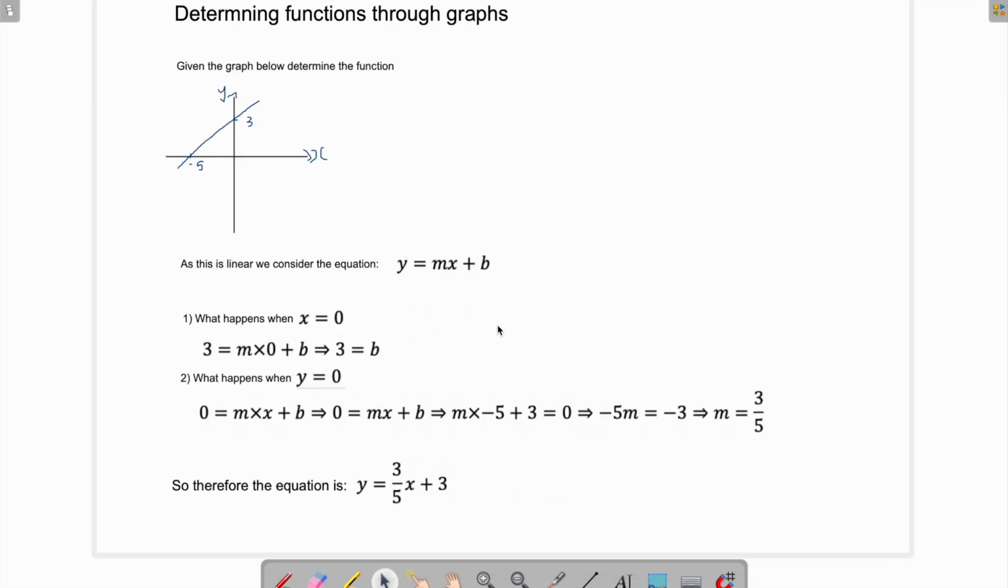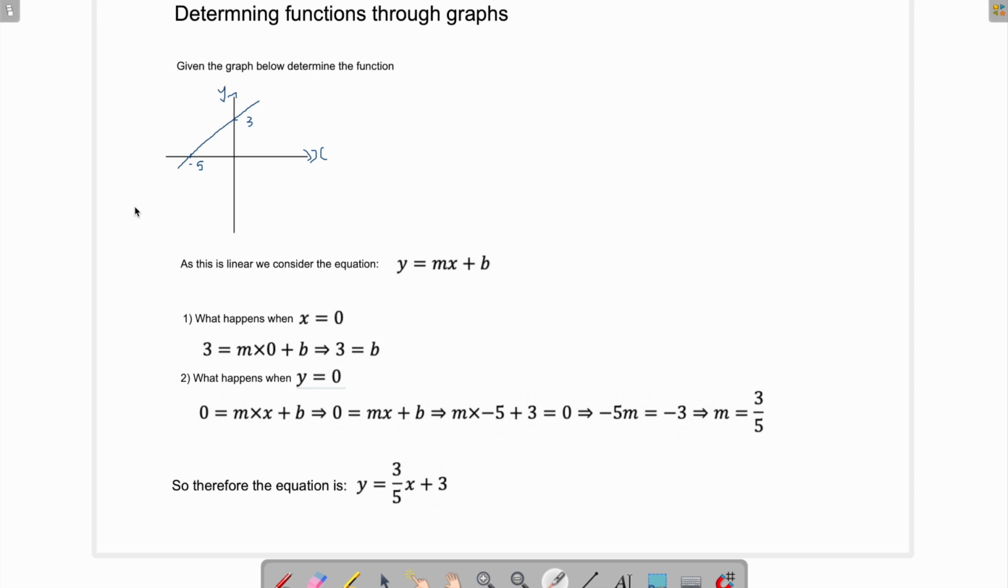Awesome. So now we come to determining functions through graphs. We're going to start and only do a very simple example in this video today, as this is just an introduction. We're going to be thinking of the linear case. So the question asks, given the graph below, determine the function of this graph. As it is linear, it's a very simple case, we come to the equation of y equals mx plus b, with m being the gradient, x being the variable, and b being the y-intercept.